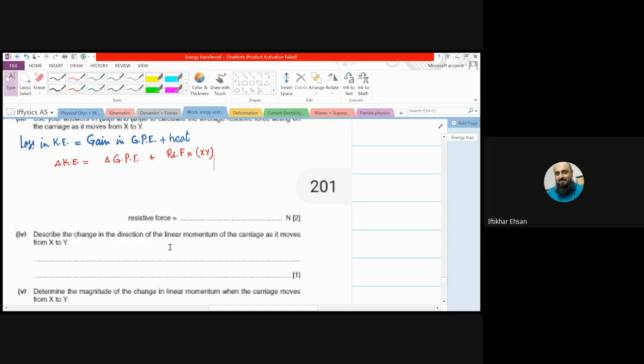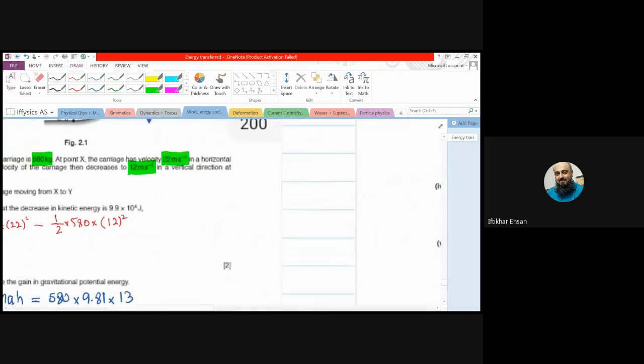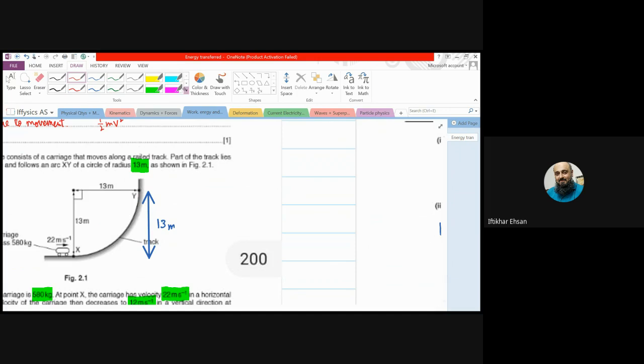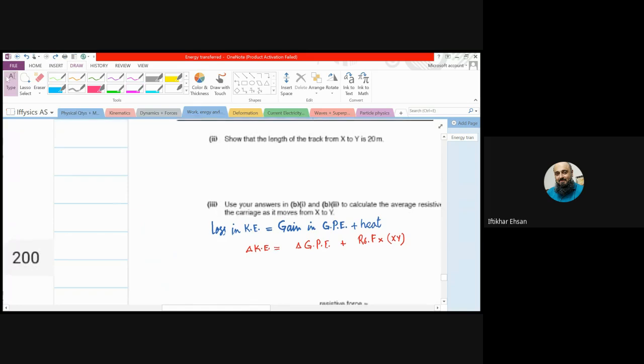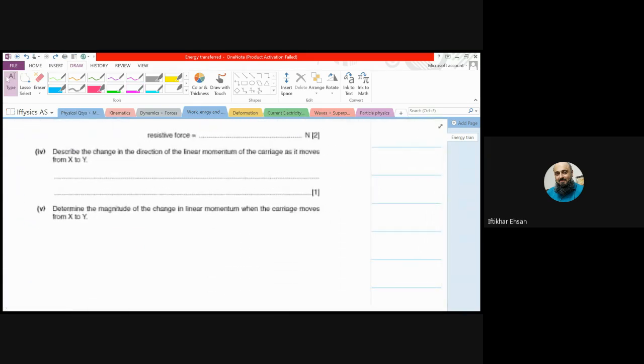Now describe the change in direction of linear momentum of the carriage as it moves from x to y. So the linear momentum has a change in direction from x to y. As the initial velocity was horizontal towards the right, its direction has changed by an angle of 90-degree, right? But this is not the answer. Is there some formula which is related to change in momentum? Yes. The force is the rate of change of momentum.